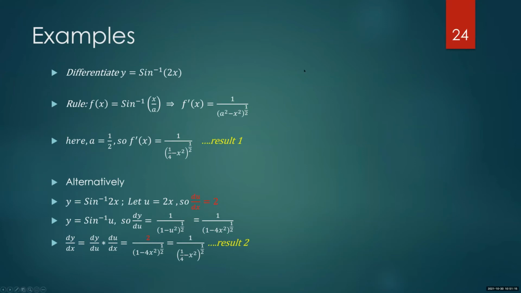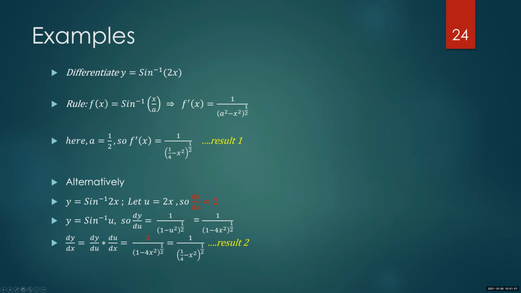So let's differentiate y, which is the arc sine of 2x. The rule here is f dash of x is equal to 1 over a squared minus x squared. Here a is a half, because if x over a is equal to 2x, then a has to be a half. So you just plug in the value of a half wherever you see a. So you get 1 all over a squared, which becomes a quarter, minus x squared, to the power of a half. And we've differentiated it. We're done. That's using the rule.